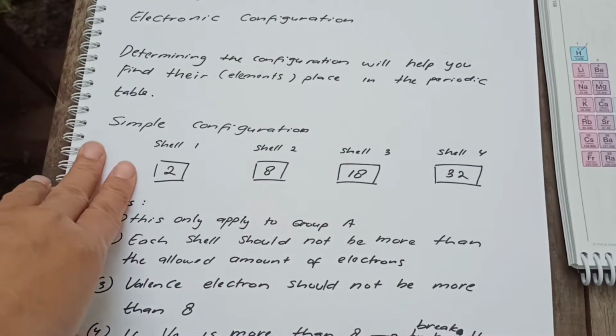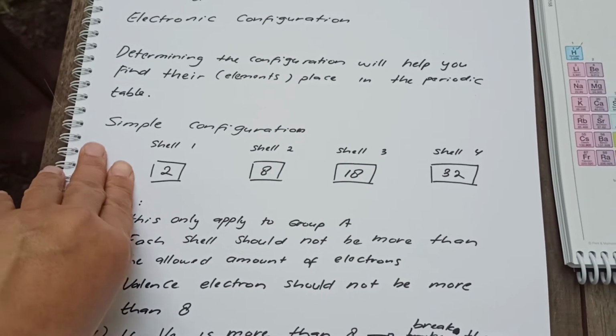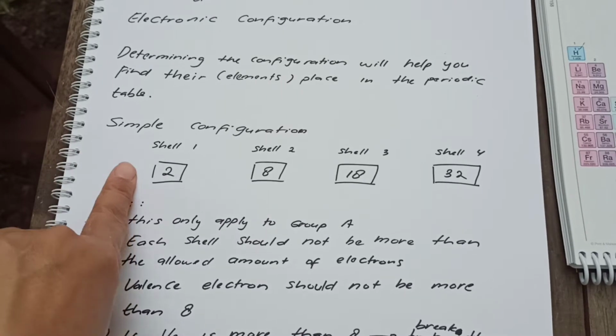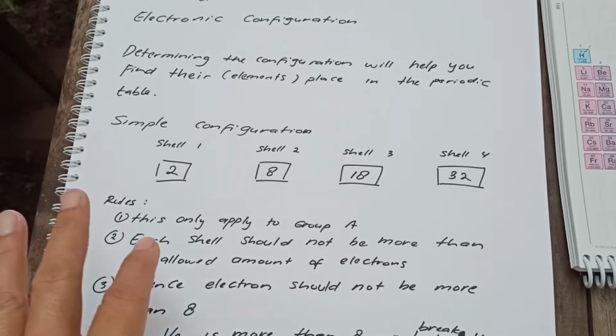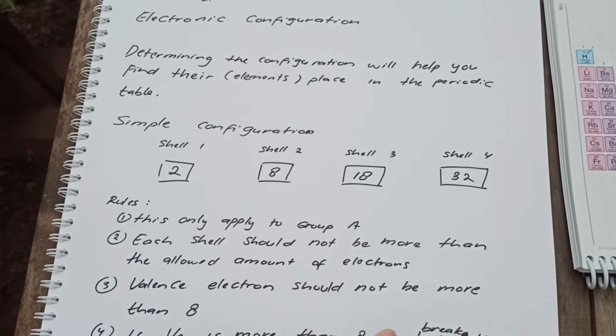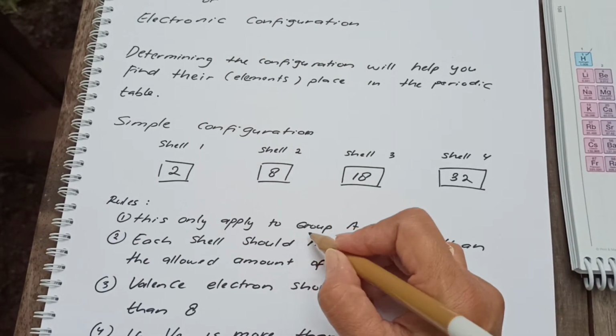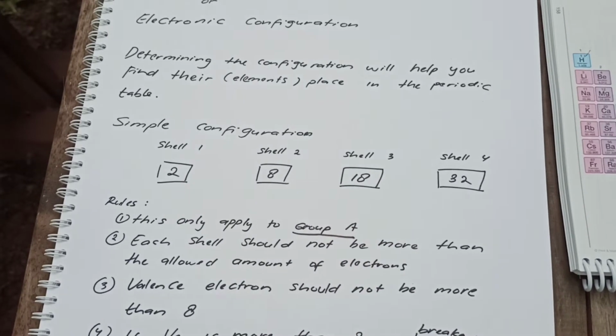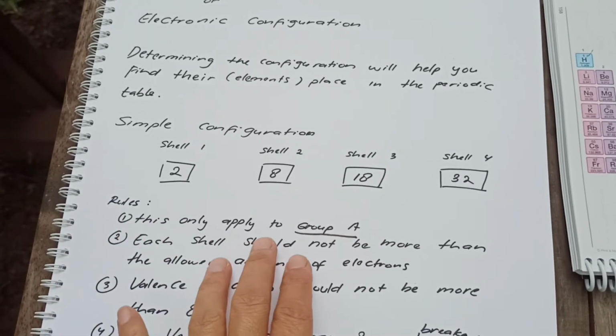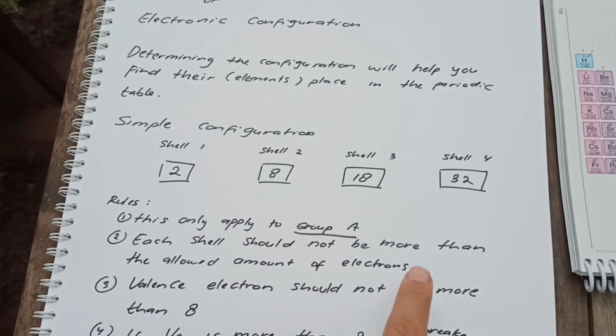Now, first rule is the simple configuration, because we will learn quantum configuration in the next unit. For this unit, it's just the simple configuration. This only applies for group A. You cannot use this for group B. Only group A. Now, each shell should not be more than the allowed amount of electrons.